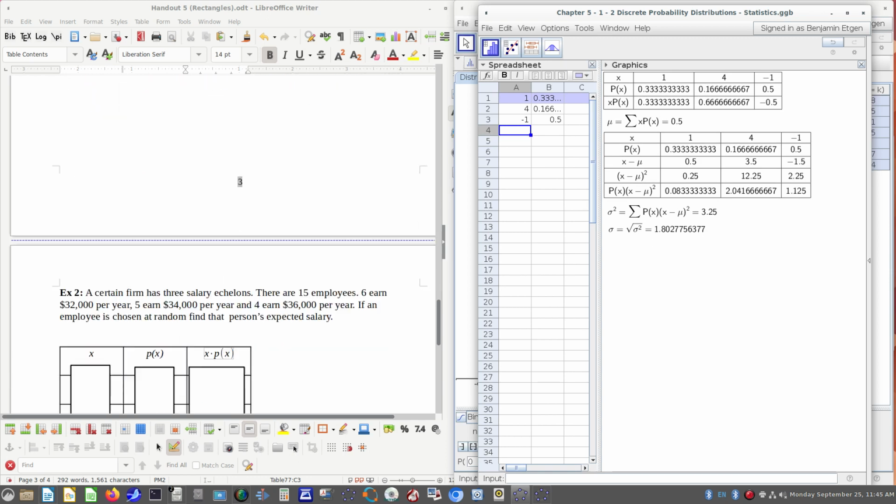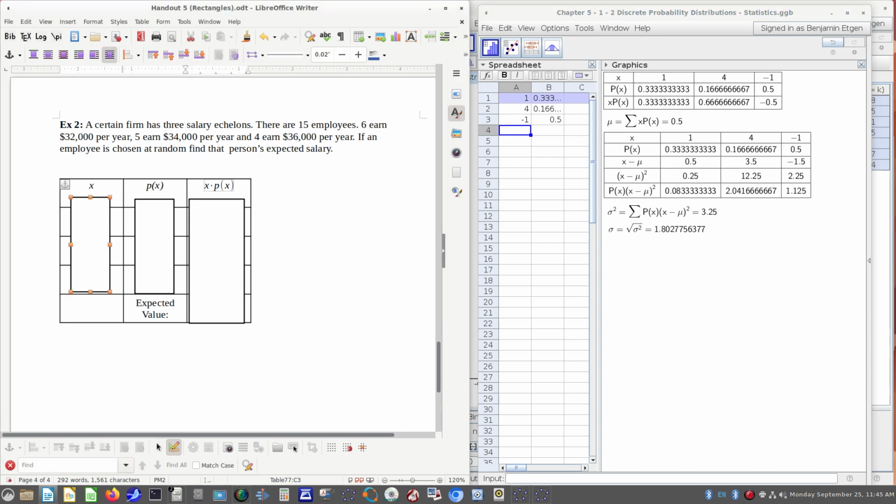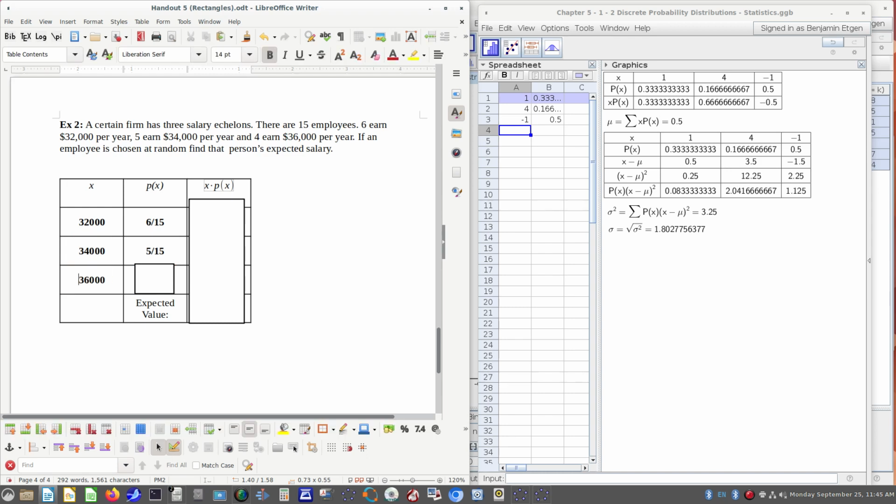Okay, let's look at the last question. A certain firm has 3 salary echelons. There are 15 employees. 6 earn $32,000 per year. So let's look at the first value there, $32,000. And the probability of that, well, there are 6 employees out of 15, 6/15. The next one, 5 earn 34,000, so the 34,000 and 5/15 earn that, and then 4 earn 36,000, so 4/15.